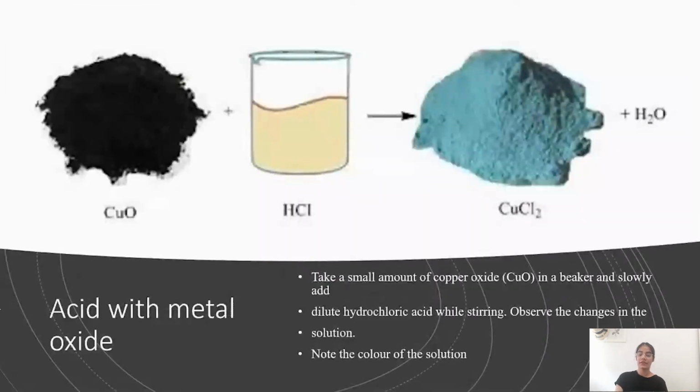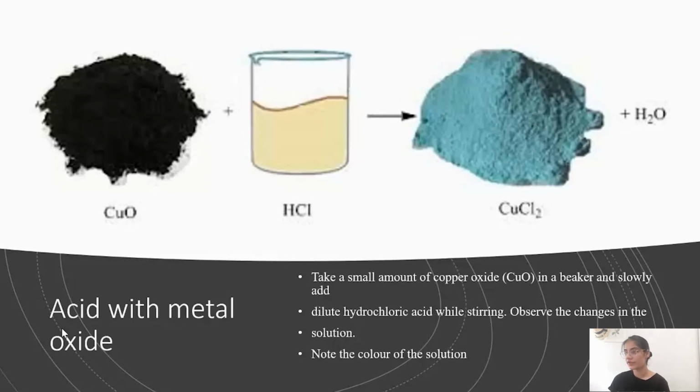Now, acid with a metal oxide. Even when an acid reacts with a metal oxide, it will give you some compounds. To study this, I have a diagram in front of you where we have copper oxide, which is black in color, reacting with dilute hydrochloric acid, and with stirring you will see that the solution, when you mix it, will turn bluish. Once it turns bluish, that will indicate the formation of copper chloride, or CuCl2, plus some water.